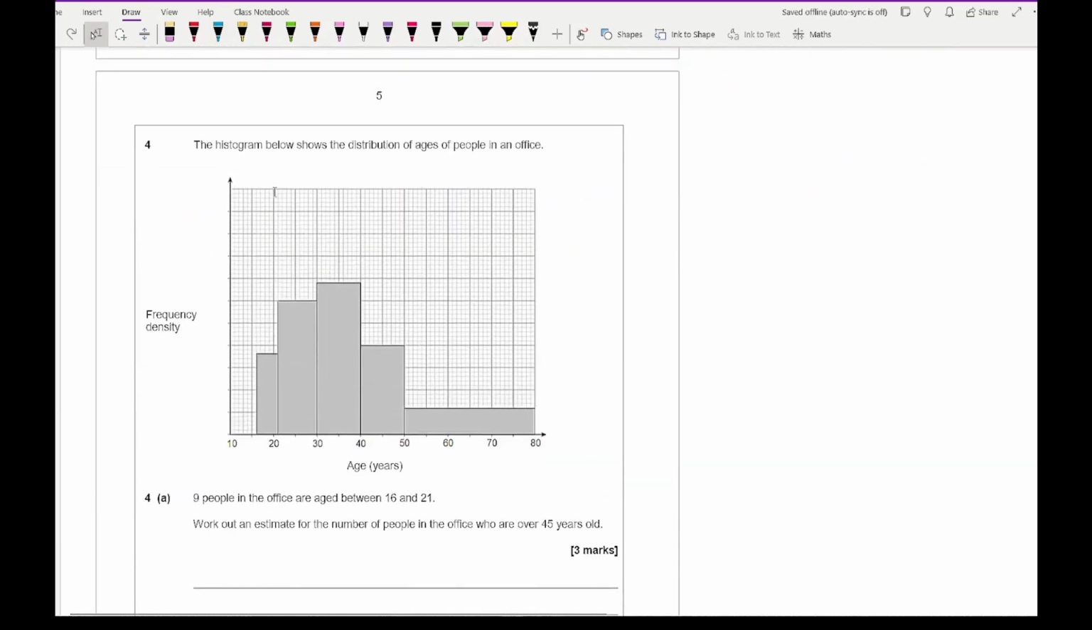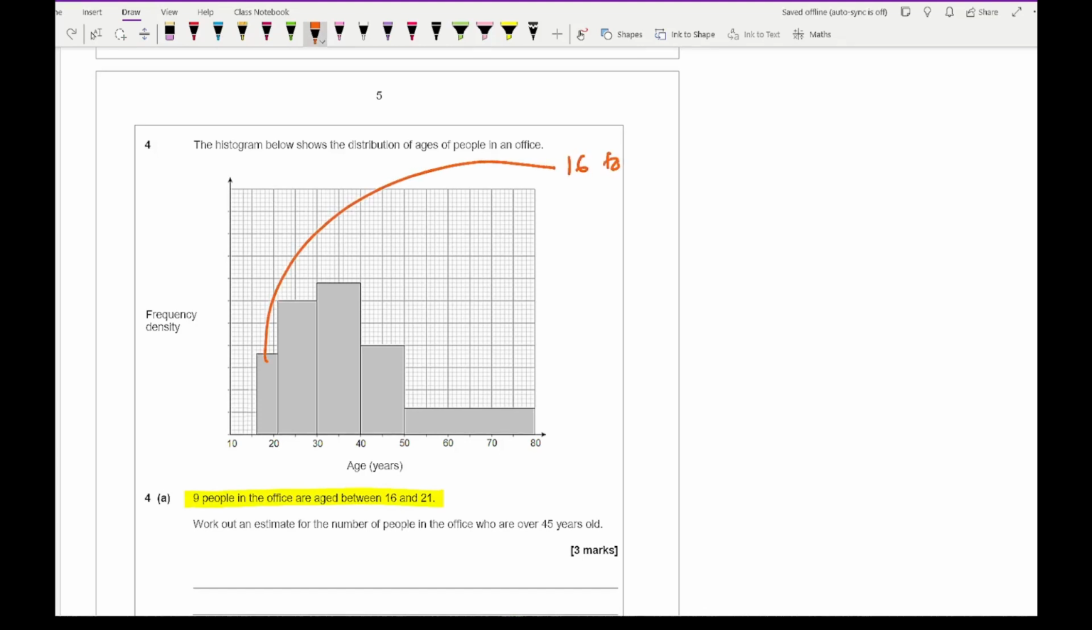Then moving on to question 4, it says the histogram below shows the distribution of ages of people in an office. 9 people in the office were aged between 16 and 21. Work out an estimate for the number of people in the office who are over 45 years old. So again, looking at the information that's been given to me, 16 to 21 is this first column here.